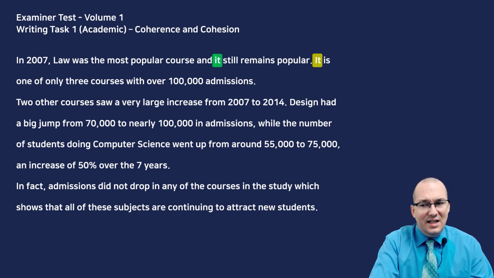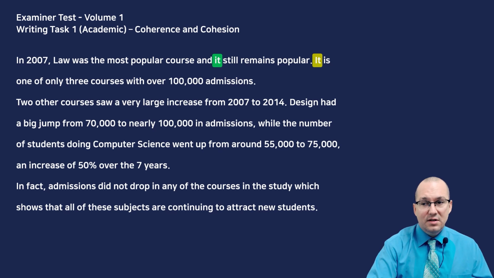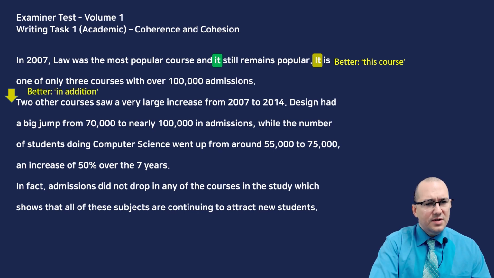Next, it said it. Again, this is referencing back, but to improve a little bit, you could use a better referencing word, right? You could say something like, this course. Again, it's not just using it. This would all help put you into a band 8 or 9 because you're showing some flexibility with your referencing. What's missing here? 2 other courses. Well, if you're going to begin a different paragraph, it would be better to put in addition, right? Just to show that you're furthering a point, okay?